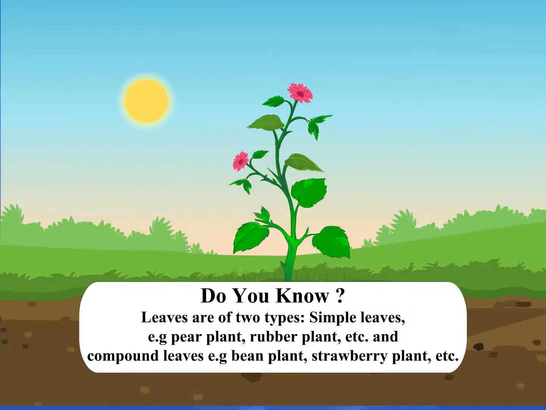Do you know? Leaves are of two types, simple leaves, example pear plant, rubber plant, etc., and compound leaves, example bean plant, strawberry plant, etc.